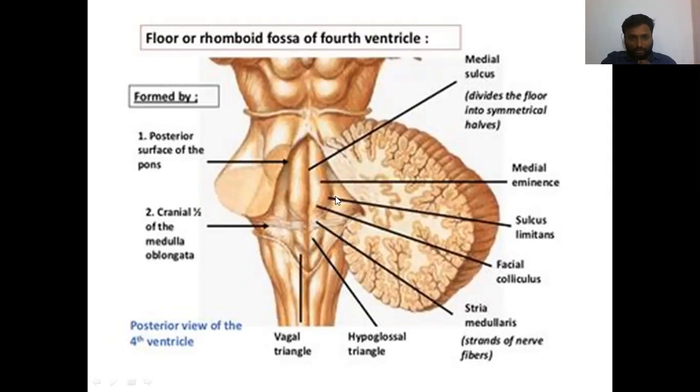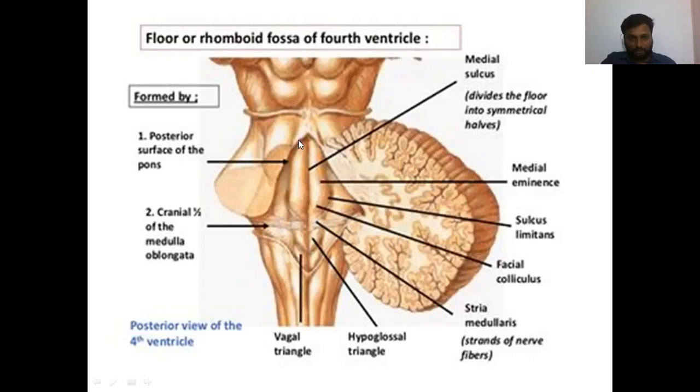Now below the inferior fovea, we can see another triangular-shaped area. This one is the vagal triangle. So hypoglossal triangle, then vagal triangle, then vestibular area. These are some of the properties of this rhomboid fossa.